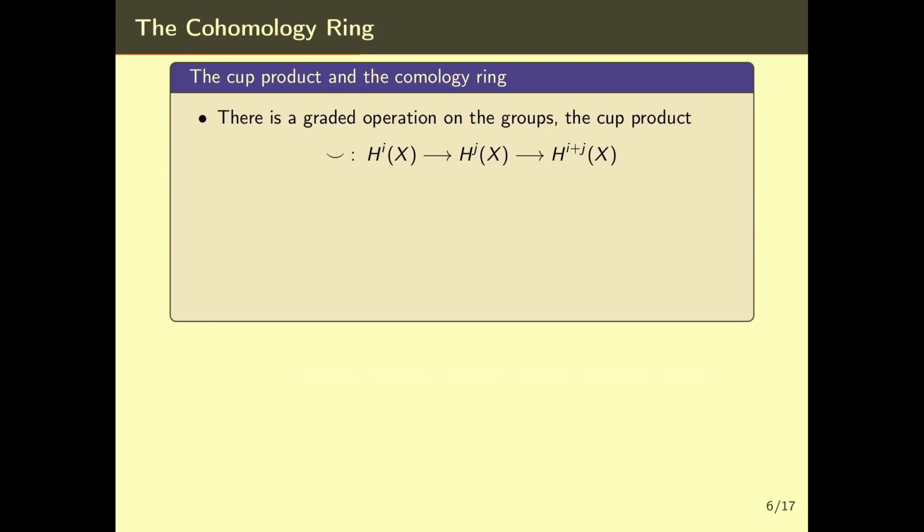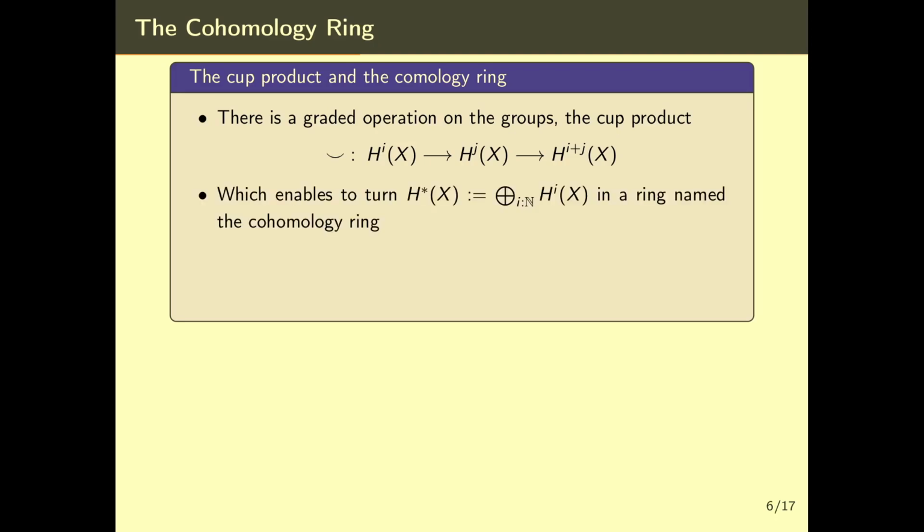Well, something nice is that cohomology groups relate to each other. If you take them all together, they have more structure. There's an operation, the cup product, that is a graded operation. It goes from Hi times Hj to H of i plus j. That enables us to give more structure to the groups. And indeed, if you gather all the groups into a direct sum, then you can give it a ring structure using the cup product. And this is called the cohomology ring.